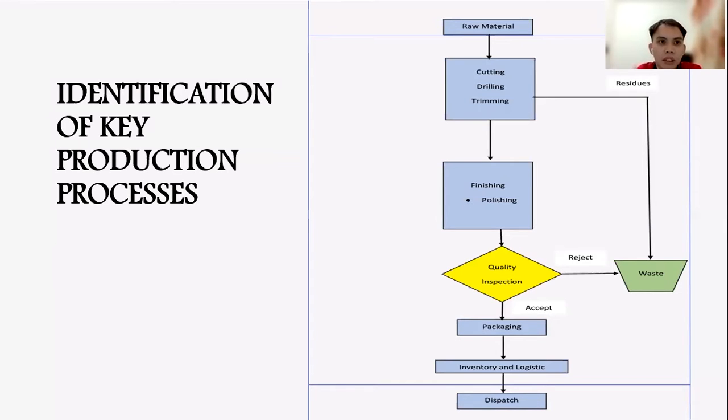The main processes involved in manufacturing gasing are represented in this flowchart. Basically, there are 7 parts. First, from raw material into machining. After that, going to finishing. Then, after finishing, the product will go to quality inspection, where it is either rejected or accepted. If it's accepted, the product will go to the packaging area, and after that, to inventory and logistics. And lastly, to logistic dispatch.